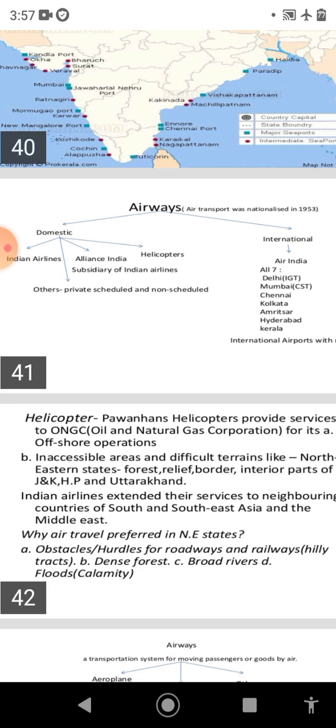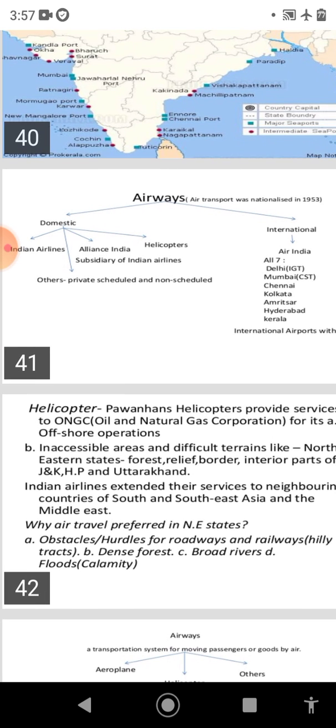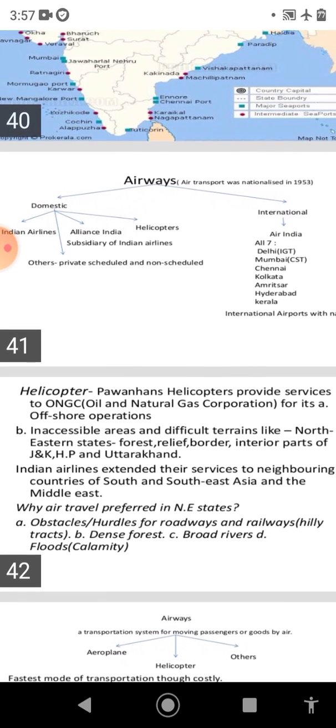Indian Airlines provides air services for passengers, cargo and mail on the domestic air network in the country and 7 neighboring countries. It has its headquarters in Delhi. Air India provides international air services. It carries air traffic to 88 countries. It has its headquarters in Mumbai. Alliance Air provides air services to inaccessible areas. Pawan Hans Helicopters Limited has been providing services to ONGC.